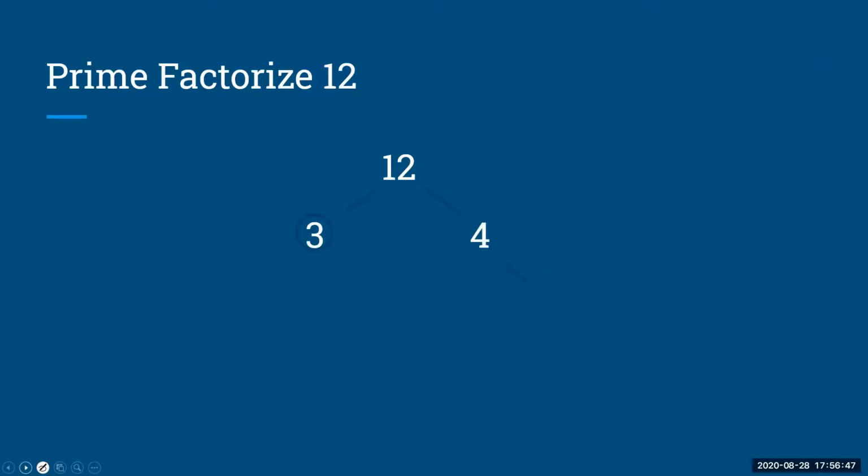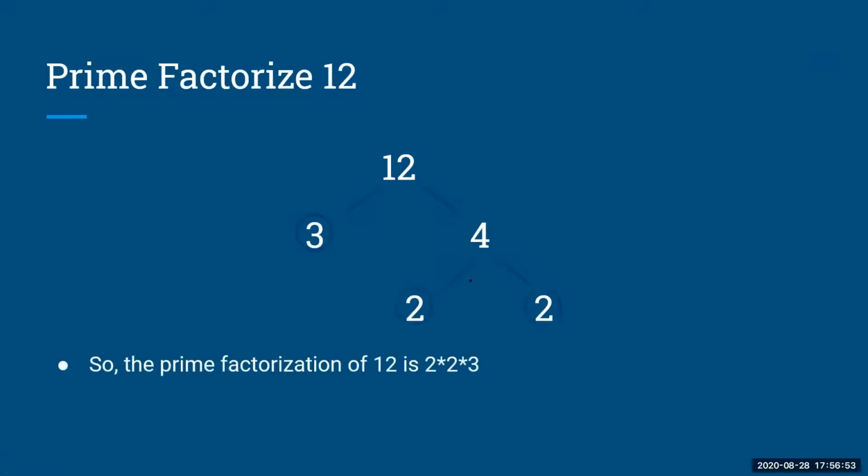Now 2 and 6 works too. You can try 2 and 6. And so 4 is also equal to 2 times 2. But 2 is also prime, so you're done with that. So the prime factorization of 12 is 2 times 2 times 3, which is 4 times 3, which is 12. So it works out. Multiply it out, you get 12.